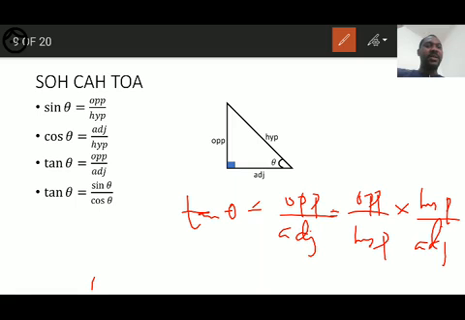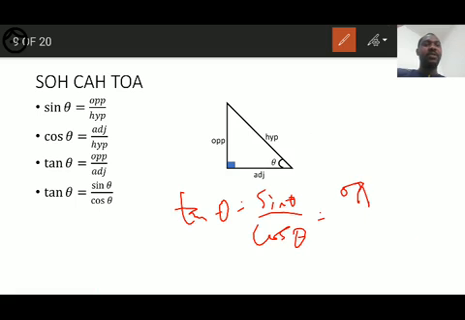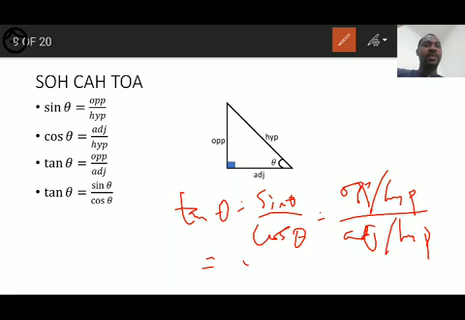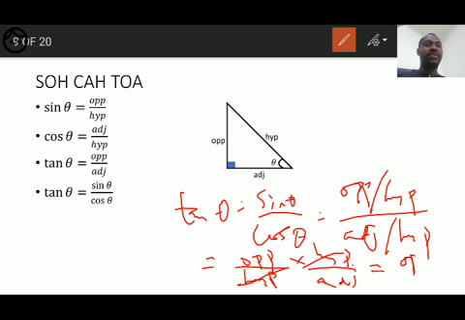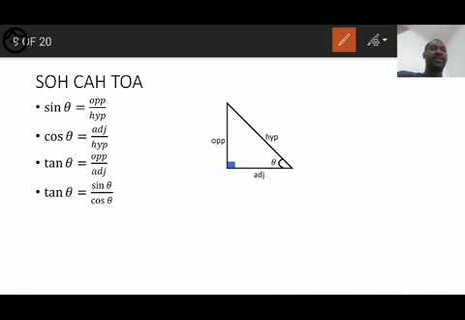Let me do something else. When you say tan theta is sine theta over cos theta, your sine theta is already opposite over hypotenuse, while your cos theta is adjacent over hypotenuse. So which means that opposite over hypotenuse, now times hypotenuse all over adjacent. You can see when hypotenuse cancels hypotenuse, you are going to now get opposite all over adjacent, which is our tan theta. So generally we should know that tan theta is sine theta over cos theta.